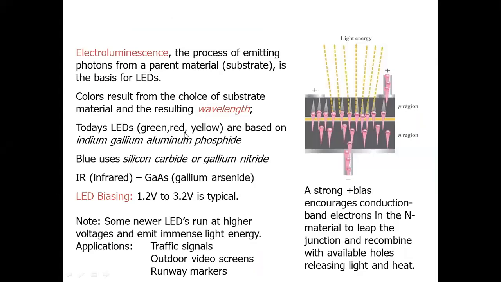One more thing, the same thing only. This is the P layer, the N layer we have used here. Electroluminescence is the process of emitting photons from the parent material. Parent material means the substrate, which is the basis of LEDs. So we know that.